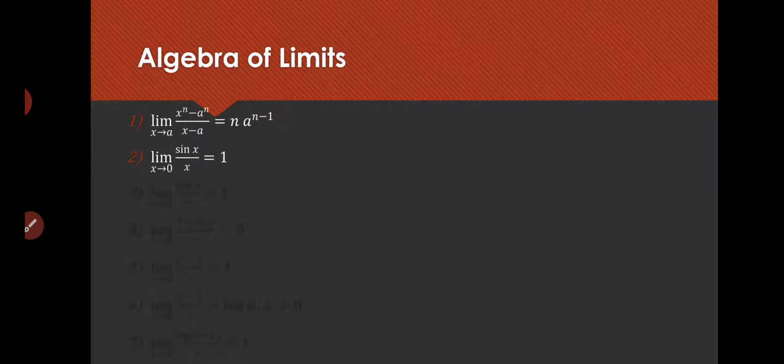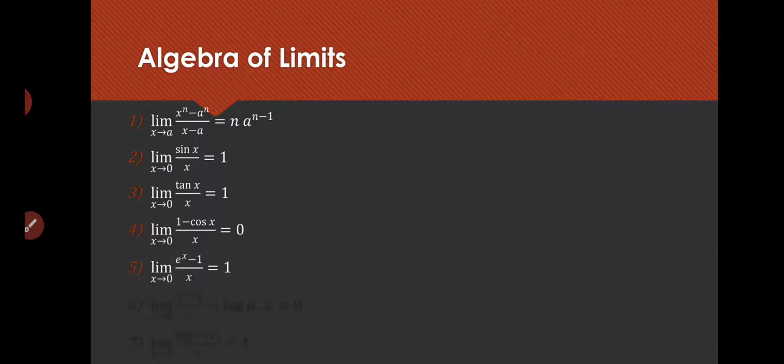Number 2 is limit x tends to 0 of sin x by x, that is 1. Limit x tends to 0 of tan x by x is 1. Limit x tends to 0 of 1 minus cos x by x is 0. Limit x tends to 0 of e to the power x minus 1 by x is 1. Limit x tends to 0 of a to the power x minus 1 by x is log a, provided a is greater than 0. This particular formula is applicable only for positive a's, not negative a's, because log a will be undefined in that case. And finally, limit x tends to 0 of log of 1 plus x by x is 1.